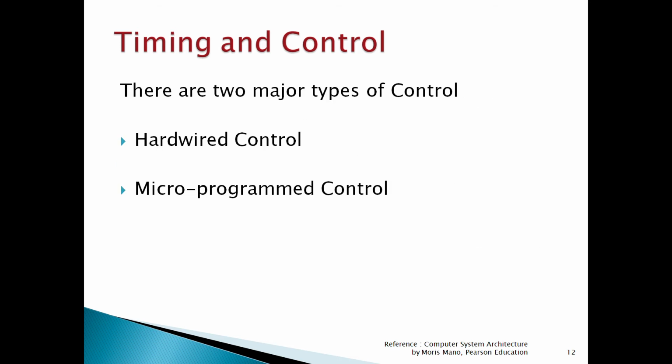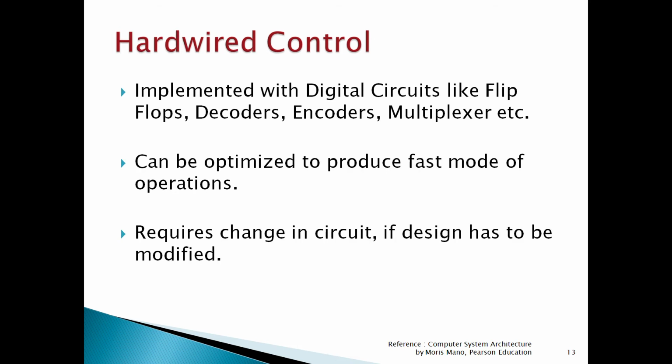There are two major types of control. First one is the hardwired control, and second is the microprogrammed control system. Hardwired control, from the name itself it is clear that it is implemented with digital circuits like flip-flops, decoders, encoders, multiplexers, etc. Whatever type of combinational or sequential circuits, any type of circuits can be used here, and can be optimized to produce a fast mode of operation.